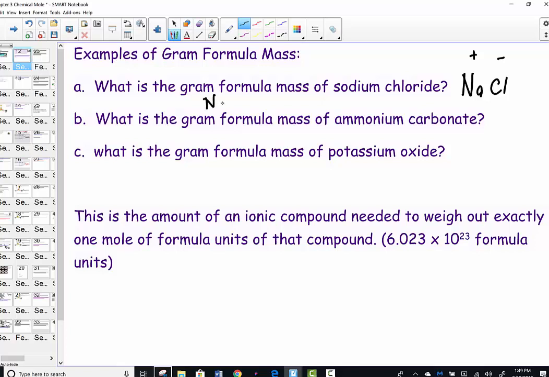If sodium has a molar mass of 23.0, chlorine has a molar mass of 35.45, so I'll round that to 35.5. I add the 2 atoms together to get a gram formula mass, and that would come out to 58.5 grams of sodium chloride. Notice how I'm including the label gram of sodium chloride. Please get in that habit to make sure we keep track of what we're weighing.